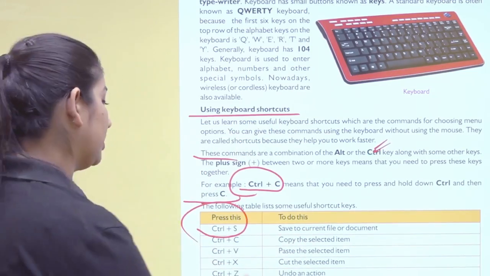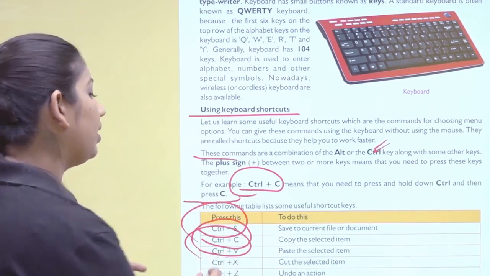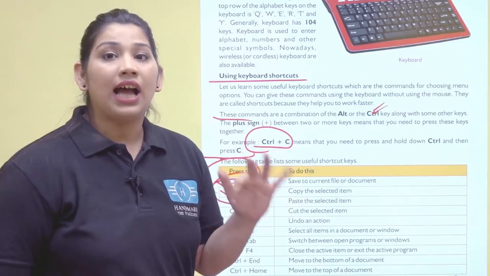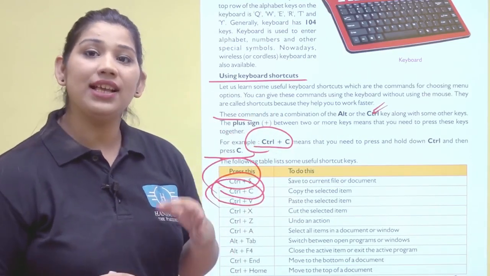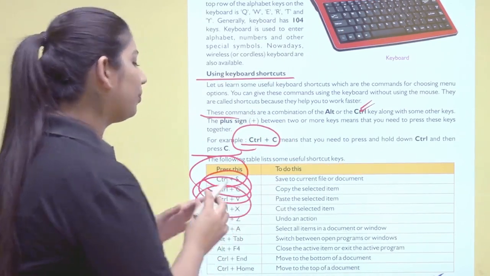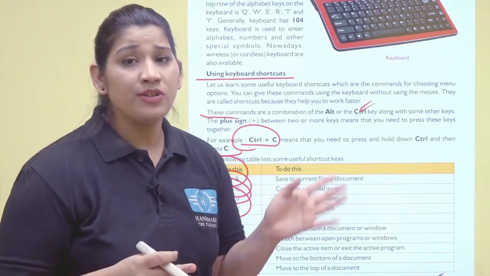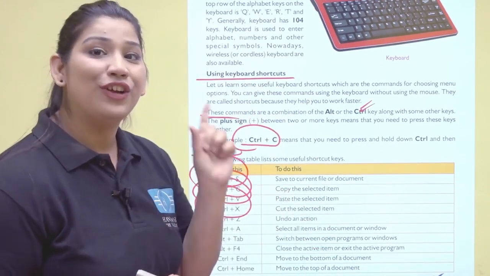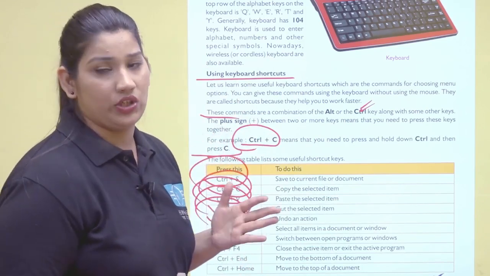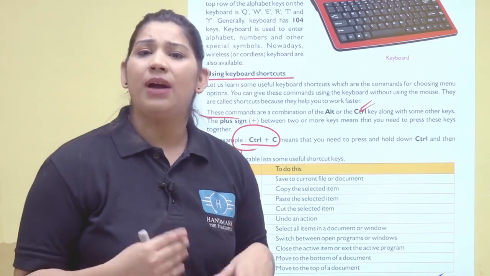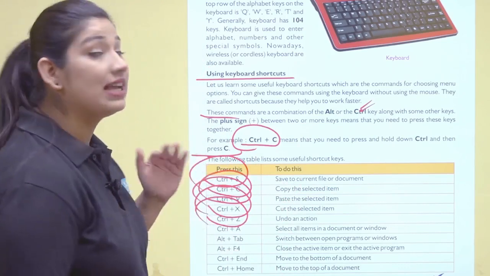or document. Control plus C means copy the selected item. Control plus V means paste the selected item. The item which you copied with Control plus C, you can paste with Control plus V. Next comes Control plus X to cut the selected item. By mistake, you have done something wrong, so you can cut the item with the help of Control plus X. Control plus Z means to undo an action. अगर आप कंप्यूटर पे कुछ कर रहे हैं और by mistakenly कुछ और हो जाता है, then you can undo it easily with the help of Control plus Z.